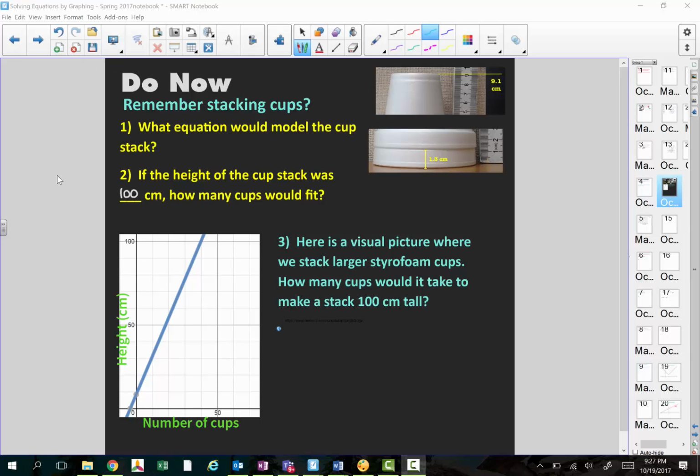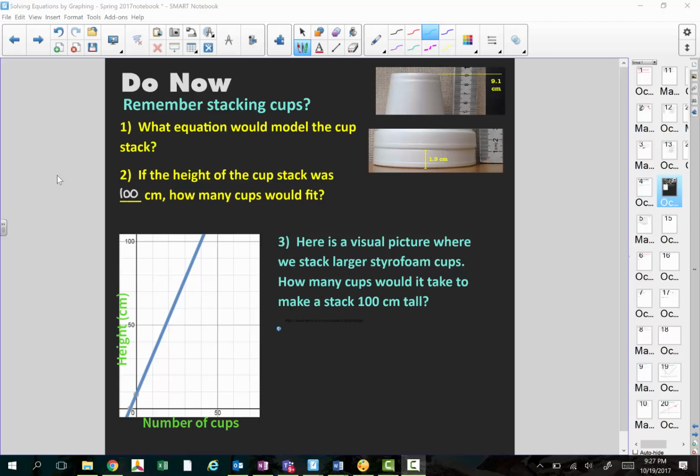Back when we very first started looking at linear equations and expressions, we were modeling them by stacking a stack of styrofoam cups. And you might remember that really a stack of styrofoam cups is the height of one cup's body plus a bunch of rims. And the rims would be the total number of cups.